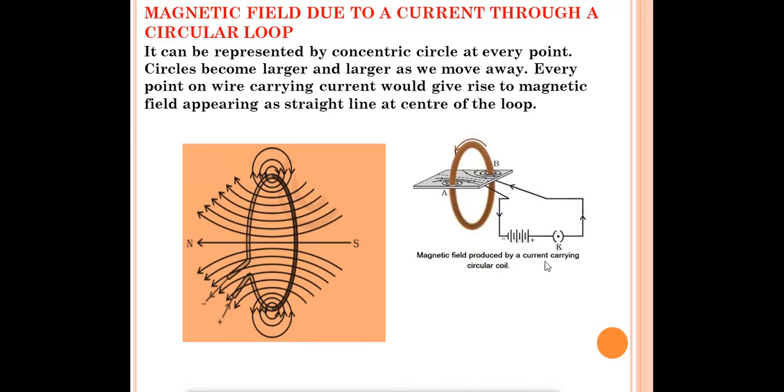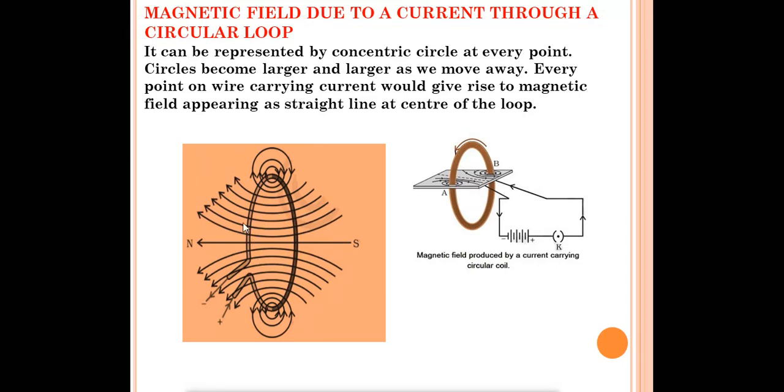Magnetic field produced by a current carrying circular coil. Whenever the current is passed, some magnetic field will be produced in the circular loop also, and it will be in the form of circles. You can see the circles becoming larger and larger as we move away. Every point on the wire carrying current would give rise to magnetic field appearing as a straight line at the center of the loop. At the center you can see that it will appear like a straight line.